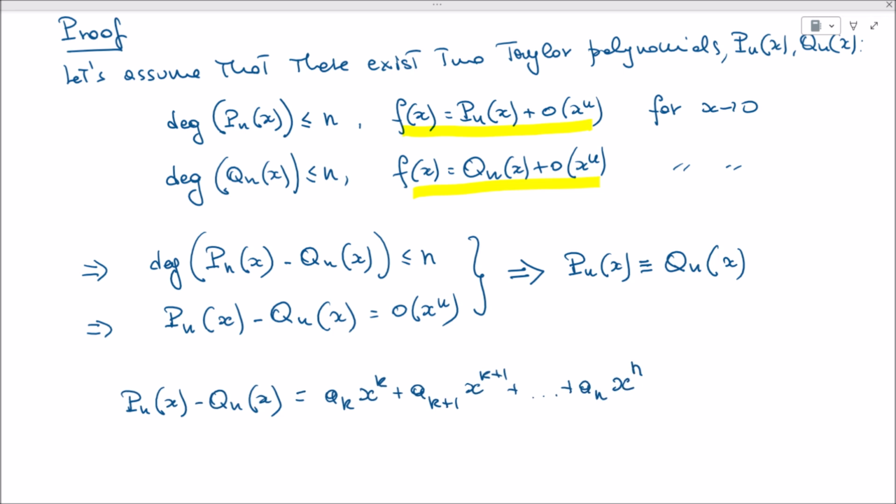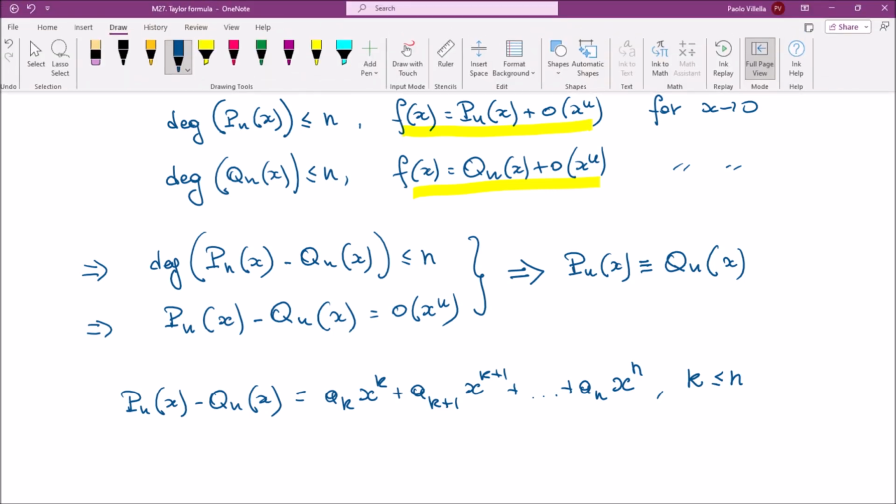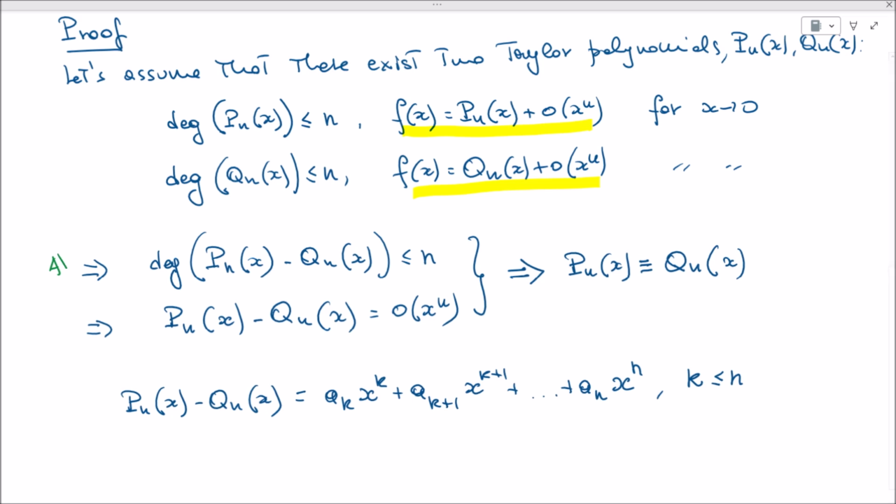This is because the degree would be less than or equal to n. We don't know if k starts from 0. So let's say that k is in general something that can be less than or equal to n, because it is possible that the only term that will survive after subtracting one from the other would be just the nth term. But in general, this is the shape, right? So this is basically just derived by using the property A, right? So from property A, we know this.